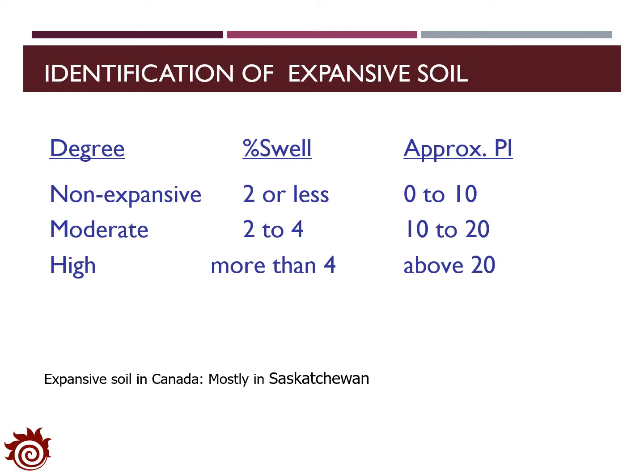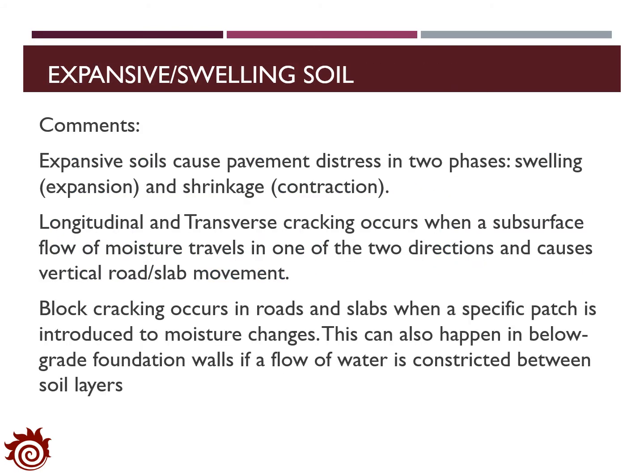In Canada, most of the expansive soil is located in Saskatchewan, and in that province, we need to think about adding additional treatment for the soil so that we can remove the potential distress caused by the expansive soils. Now we can quickly summarize the distress caused by the expansive soils. In general, expansive soils cause pavement distress in two phases, swelling and shrinkage.